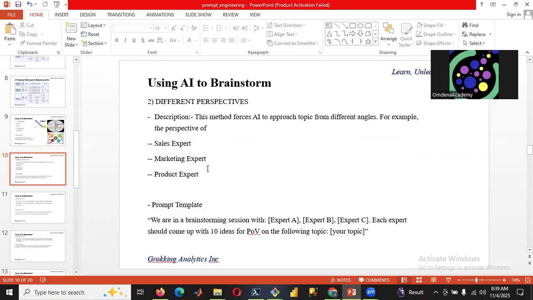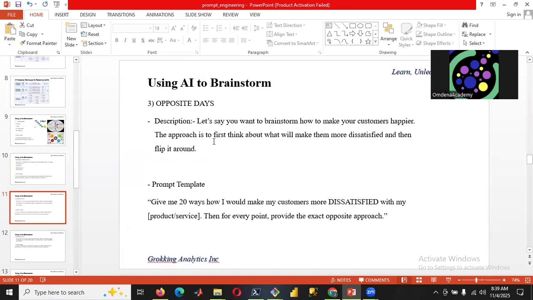If you have a business that has at least 5 or 10 employees, where you have people who are experts in a particular area, you can use this approach to also brainstorm around your business on how to improve it for the coming year. And we'll also talk about the opposite days.